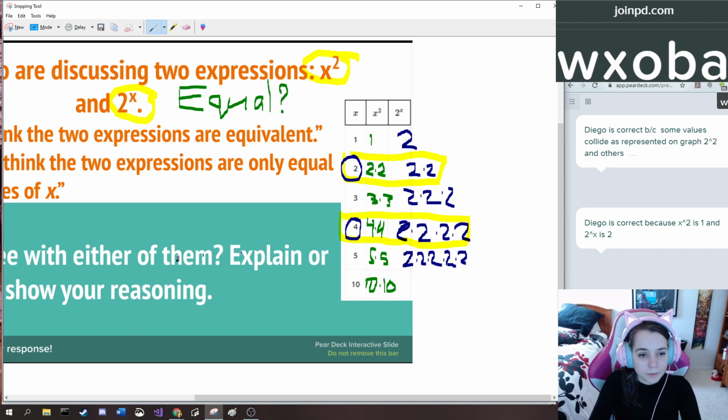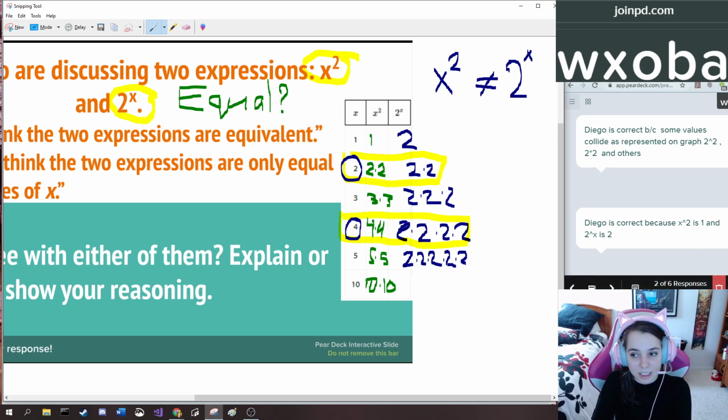So it's important to note that x squared is not the same as 2 to the power of x. Okay, so the number that's our base and the number that is our exponent matters. Even though sometimes they will be the same, it's not always going to be the case.